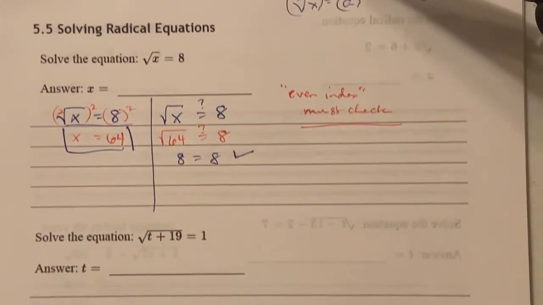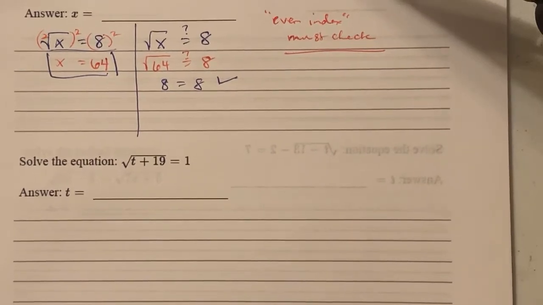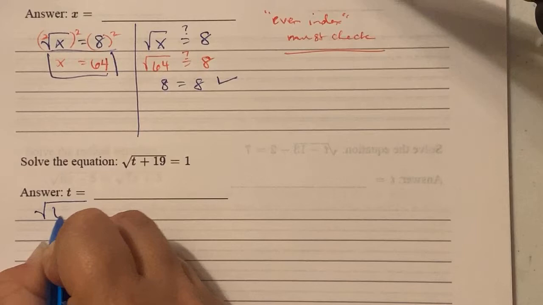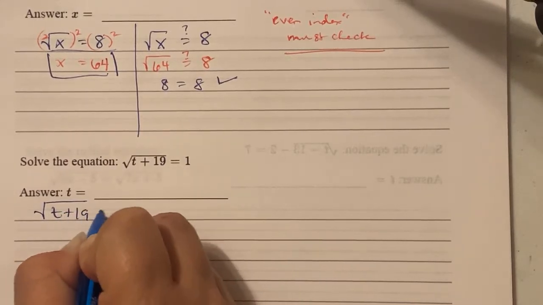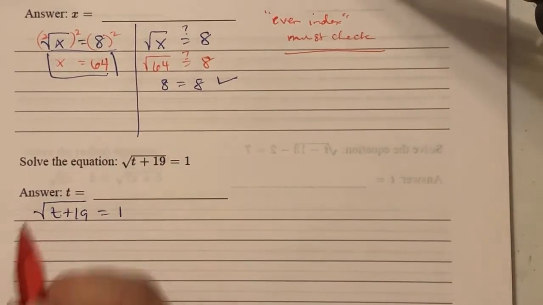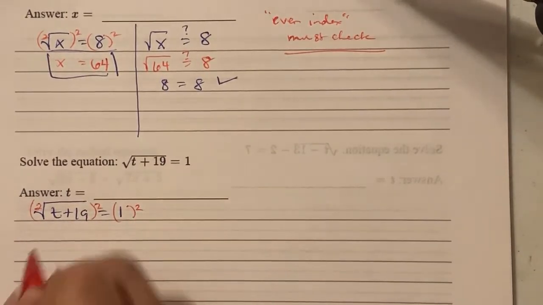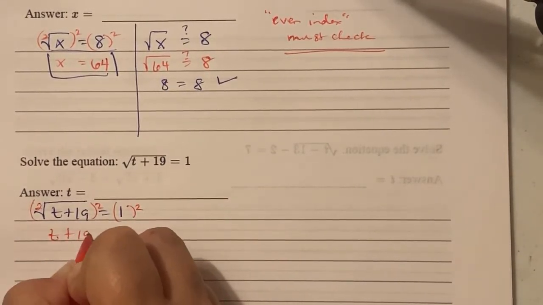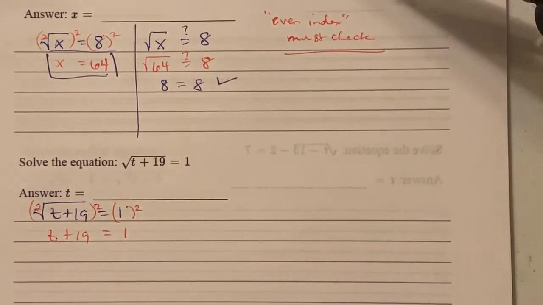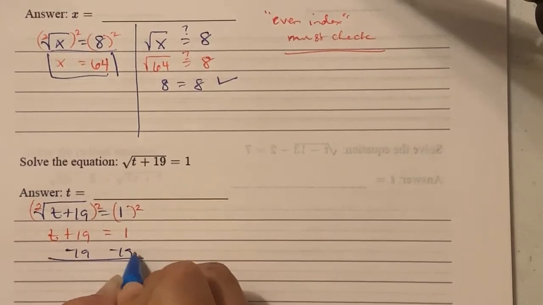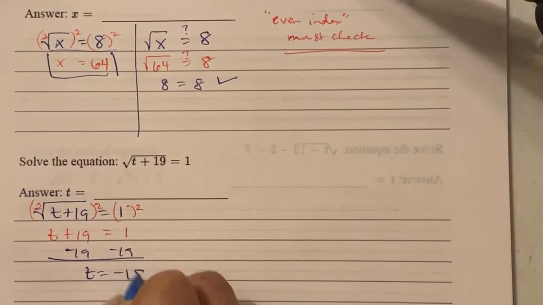Next example. Same situation. They just added a binomial piece on the inside. So they're saying square root of t plus 19 equal to 1. Again, it's an even index of a 2. So I'm raising the left and right to a power of 2. And we get t plus 19, still the same, equaling positive 1. Subtract 19 over. So t is equal to negative 18.